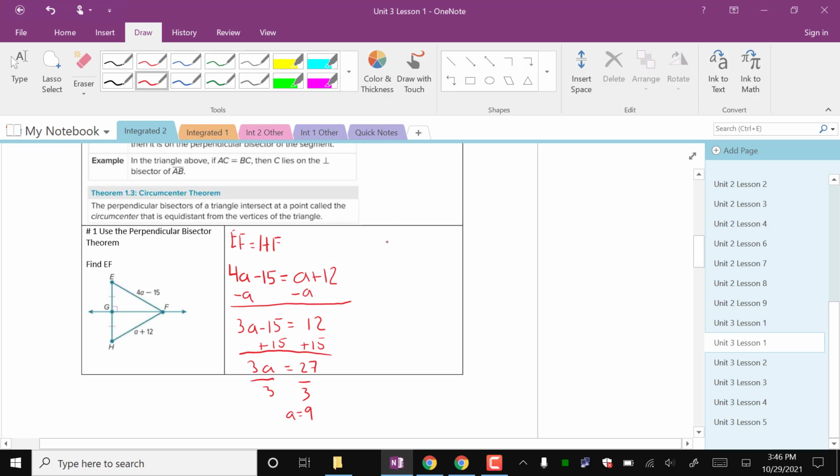So I'm going to plug it into the first one. So 4 times 9 minus 15. So 4 times 9 is 36. So this gives us 36 minus 15. So the length of EF is 21. So this is 21. And this is also 21 by the theorem.